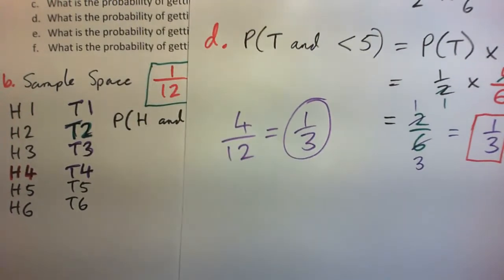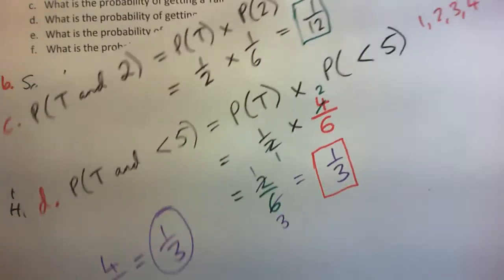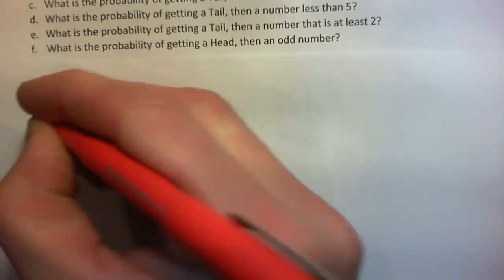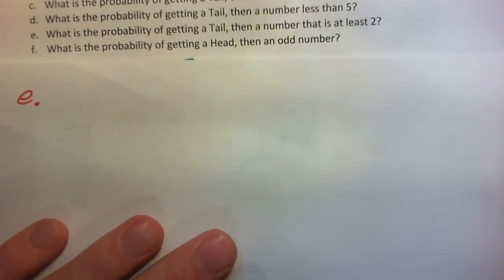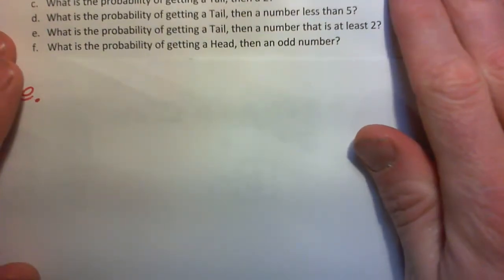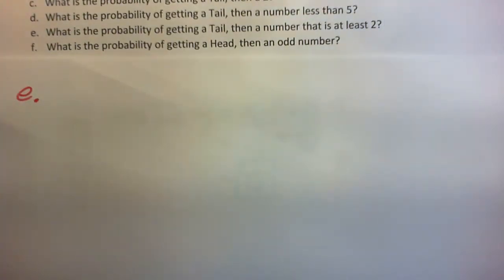Okay, so part E. What is the probability of getting a tail then a number that is at least 2? So I want you to do this one by yourself. Press pause on the video and do part E. Okay, I'm going to do it now.